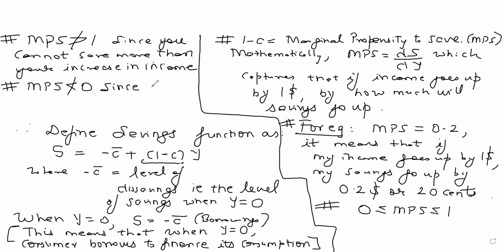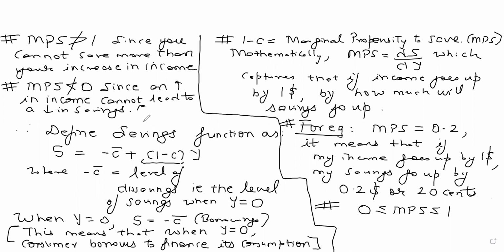Since an increase in income cannot lead to a fall in savings. Obviously, if I say that MPS is less than 0, it means what? MPS less than 0 means my income is going up, but my savings is going down. Is that possible? No. It's not possible that your income goes up, but your savings are going down. When your income goes up, your savings also go up.